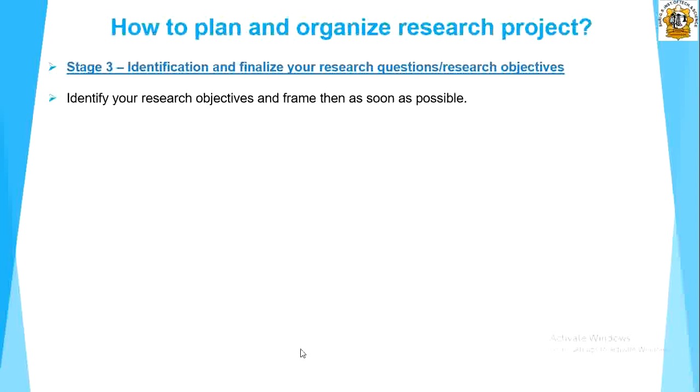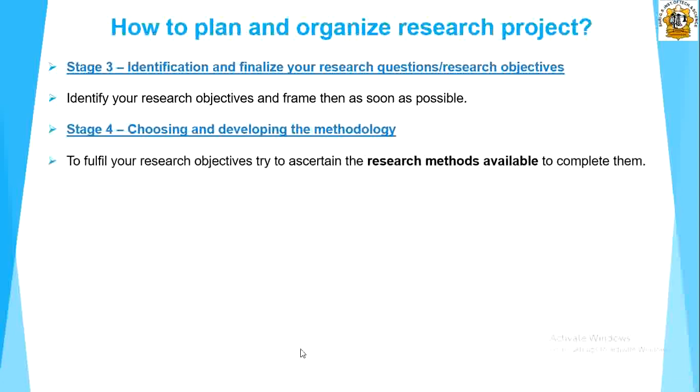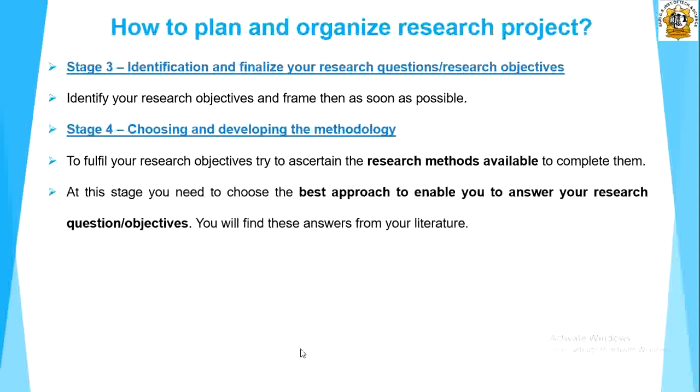So next, identification and finalizing of the research questions. Then when you have done the literature review, identify the research objectives, then frame them as soon as possible. Then choosing and developing the methodologies. We already discussed that you have to develop the methodologies, or choose the methods to solve your objective.